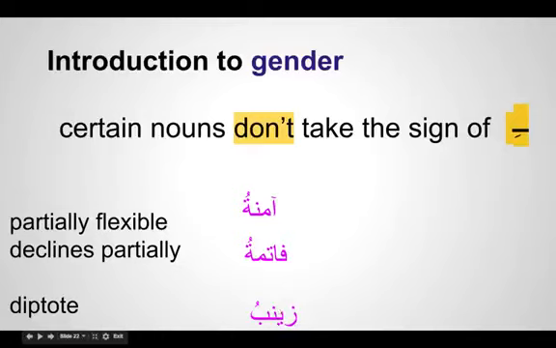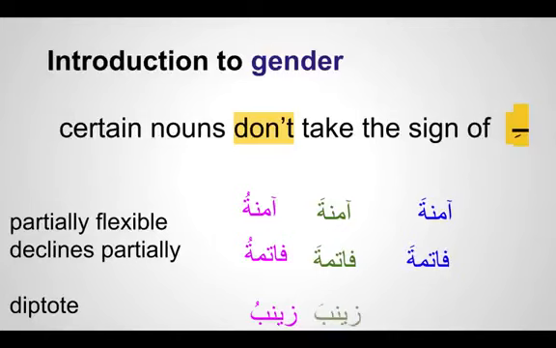So it will be Aminata. Even if harf jar comes, like Azhabu ila Aminata, I'm going to Amina. Aminata. Fatimatu, Fatimata, Fatimata. Zainabu, Zainaba, Zainaba. They don't take kasra. These are called dip totes. This is what we got to learn. So we have fully flexible or trip tote, and partially flexible or dip tote. We learn more as we go along. For the moment, this is what we need to remember.